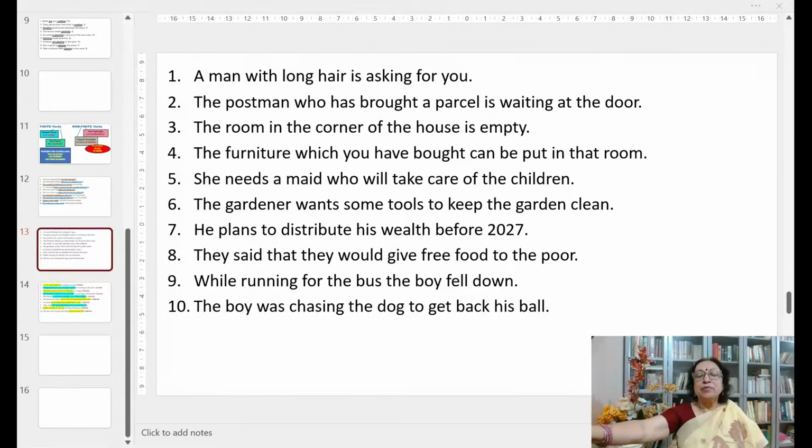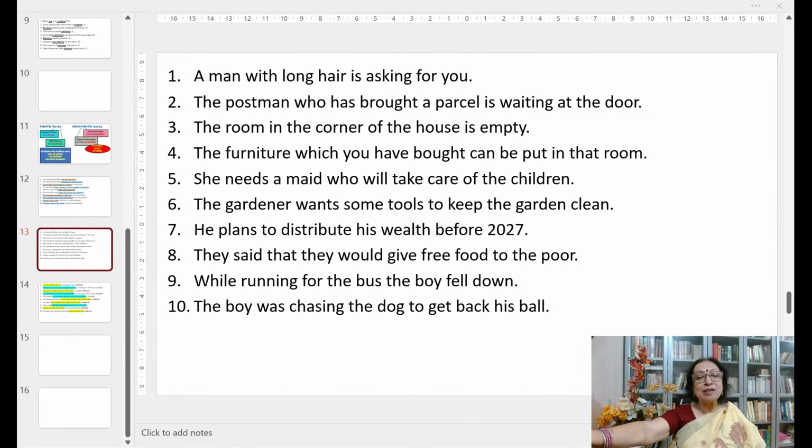Very good. Now we come to the gardener wants some tools to keep the garden clean. The gardener wants who will take care of clause. Very good. Mohan Maliji, you're right. The gardener wants some tools to keep the garden clean. Now, if anybody has done it earlier, please try to repeat it, because I cannot go searching for that.